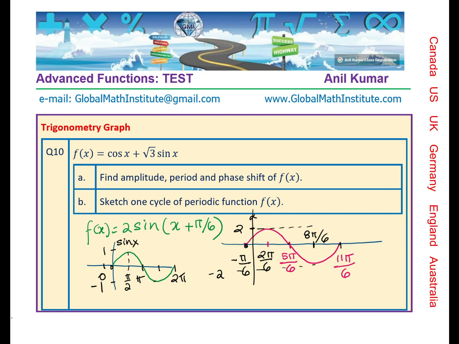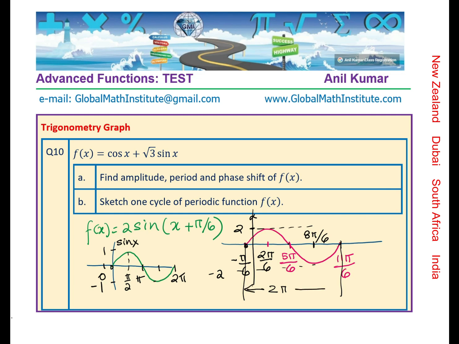Amplitude becoming 2, period is 2 pi. Perfect. Starting from minus pi by 6 to 11 pi by 6 gives us one full wave with a period of 2 pi, right? So that becomes the sketch for the given question. So I hope you understand and appreciate how this should be solved.